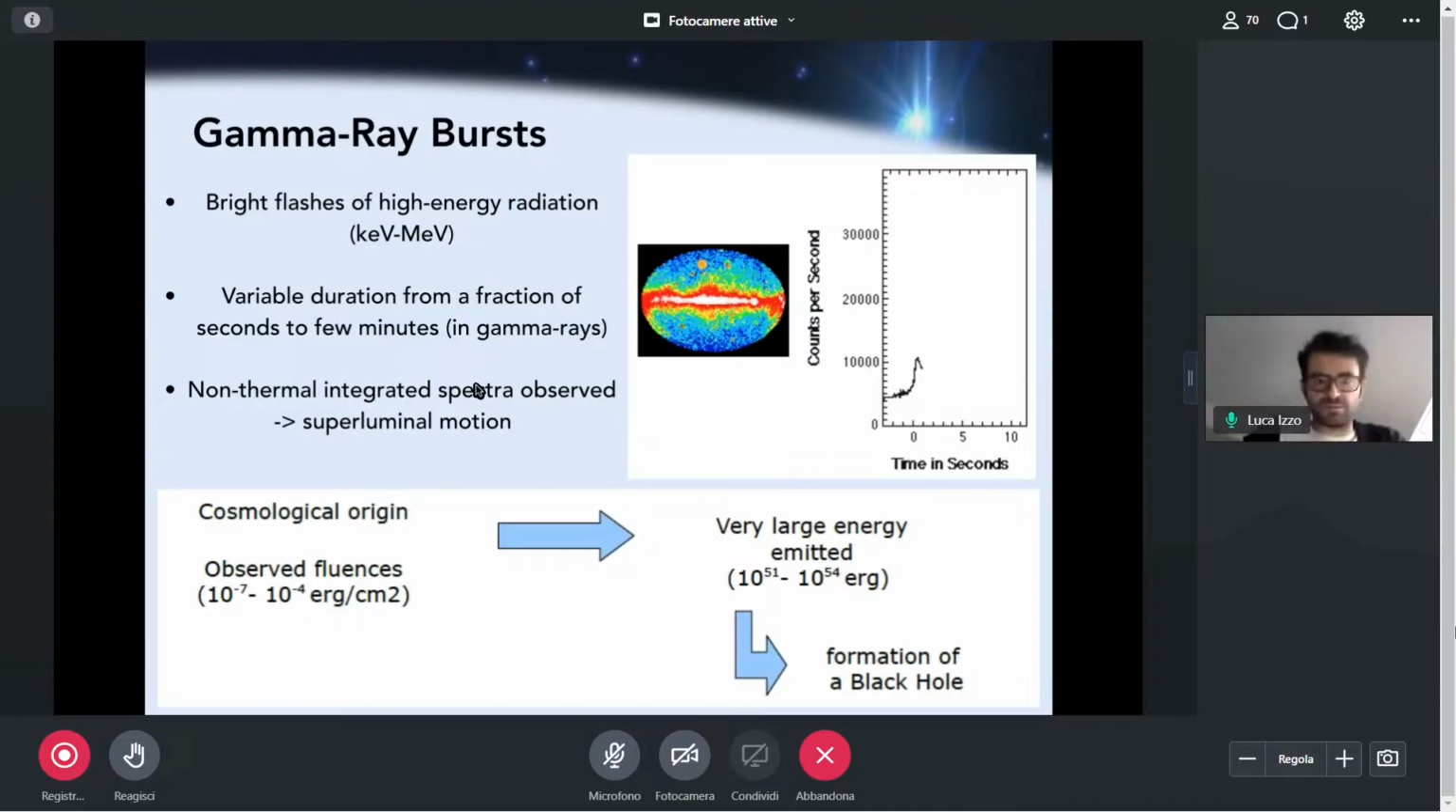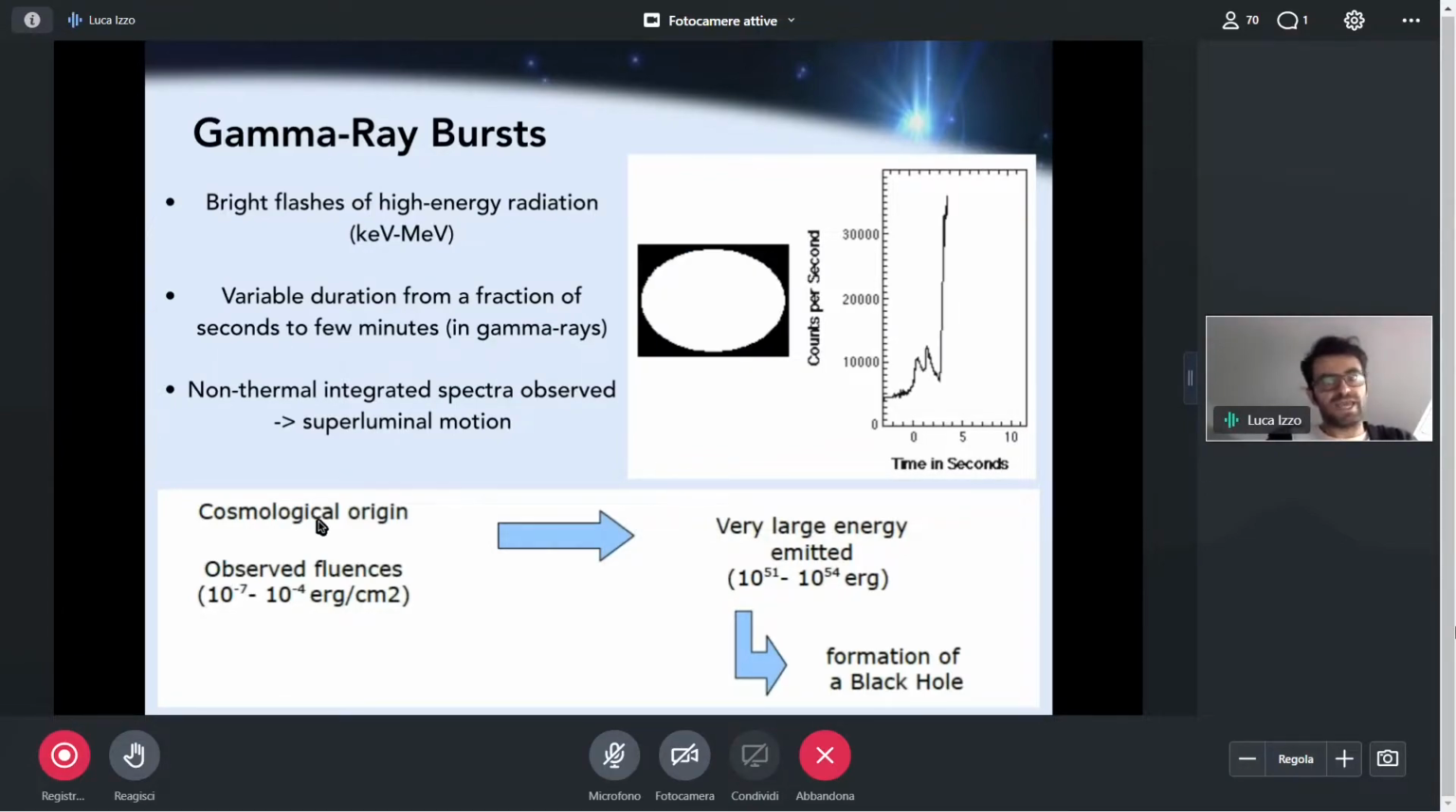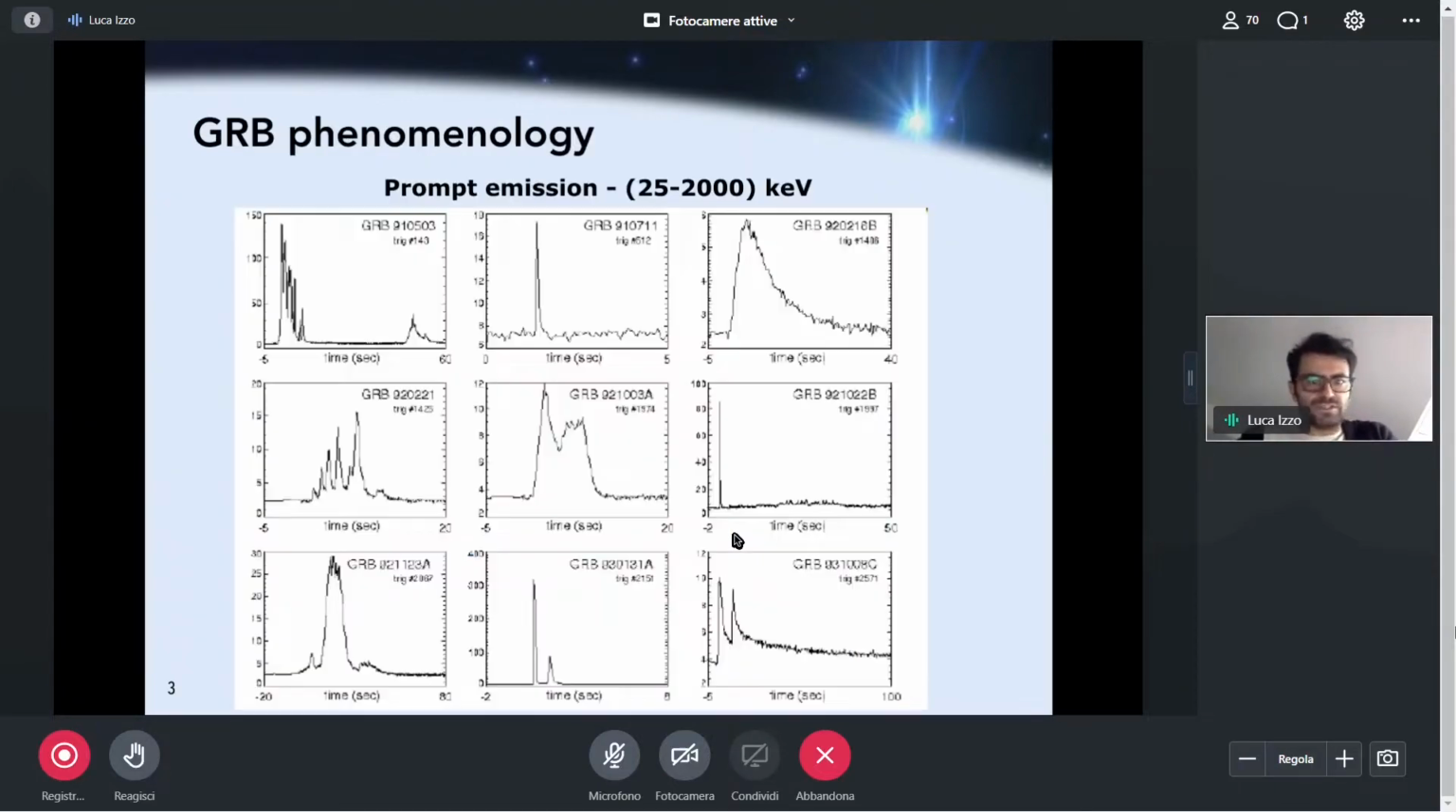emitter source as progenitor of these events. Integrating their observed flux along the entire duration of the prompt gamma ray emission, and considering the observational evidence that GRBs are cosmological sources, the total energy emitted in these short events is comparable to almost a fraction of a solar mass, which is a huge energy emitted in a few seconds that can only be explained with a catastrophic event leading to the formation of a black hole.